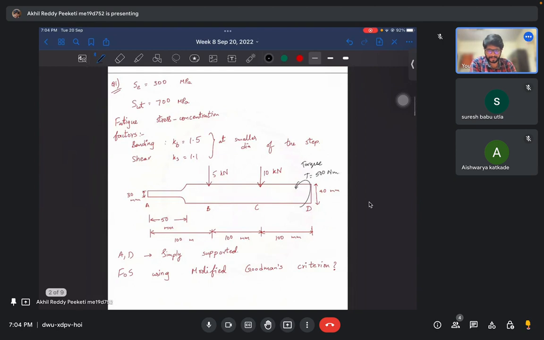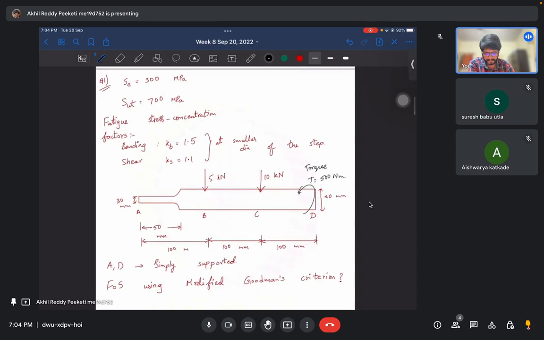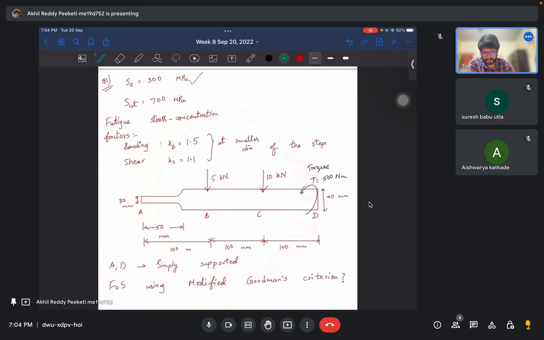We have a circular stepped shaft on which there are forces at points B and C, and there is a steady torque, and at the step we have the fatigue concentration factors directly given. Now our job is to find the factor of safety for this system using the modified Goodman's criterion. Please check the question once again. We are given the endurance strength, ultimate tensile strength, fatigue stress concentration factors at this point, and then the diameters and forces acting on points B and C, and A and D are simply supported.